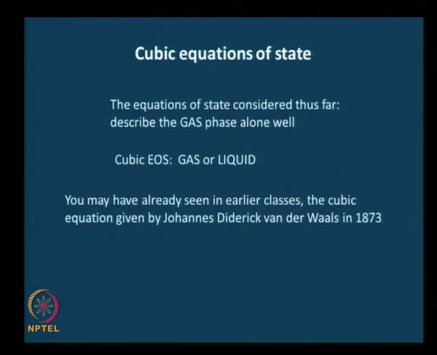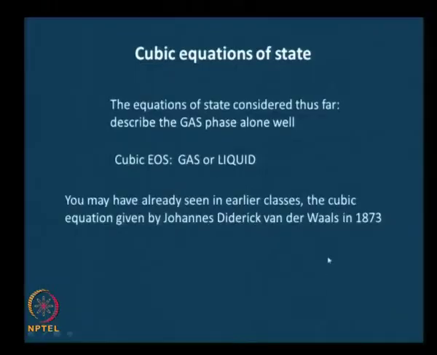And what might be surprising is that you have already seen one of the cubic equations in your earlier classes. I am sure you would have seen the van der Waals equation, which was actually given by Johannes Diderik van der Waals way back in 1873. Even if you do not remember the name, you may remember the equation. This is P equals RT by V minus B, minus A by V squared.